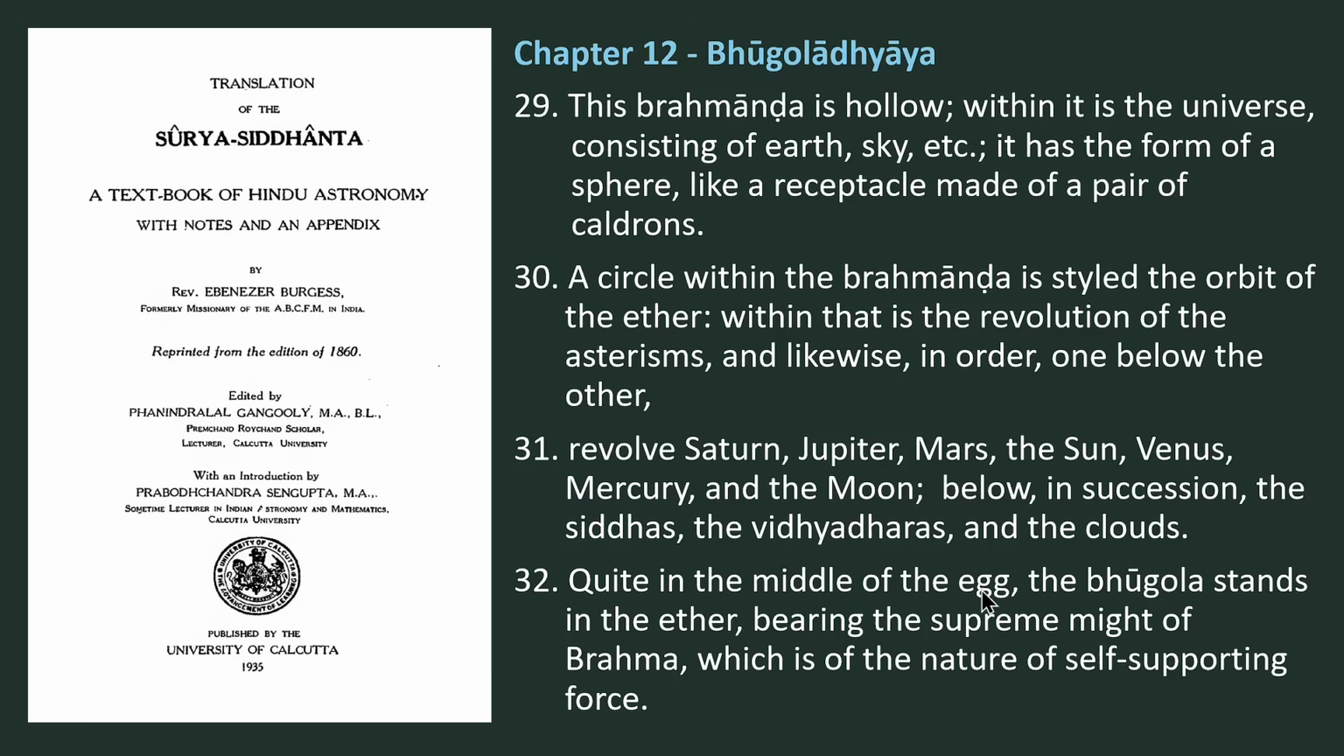Quite in the middle of the egg, Brahmāṇda, the Bhugola stands in the ether, bearing the supreme might of Brahma, which is of the nature of self-supporting force. So he is clearly saying Bhugola stands in the middle of the Brahmāṇda, geocentric. It's also interesting to see he mentions that it is of self-supporting force. That means the Earth does not have any support. It's standing in the middle of Brahmāṇda. It is unsupported. Why? Because it's bearing the supreme might of Brahma. So by Brahma's power, it's able to just be suspended in space.